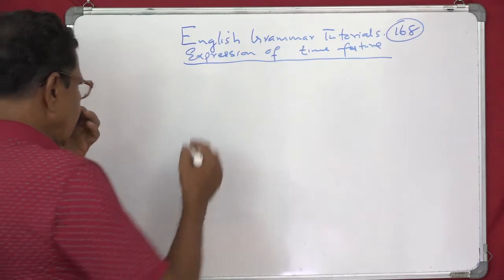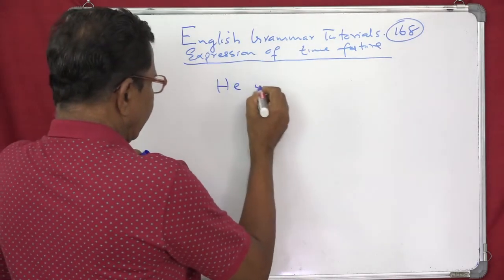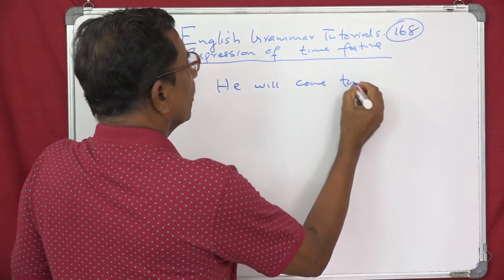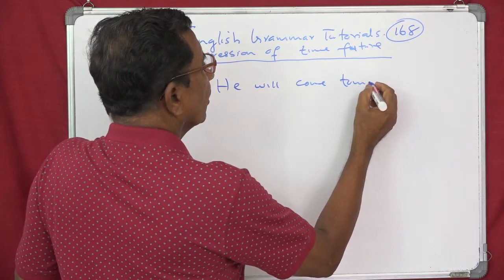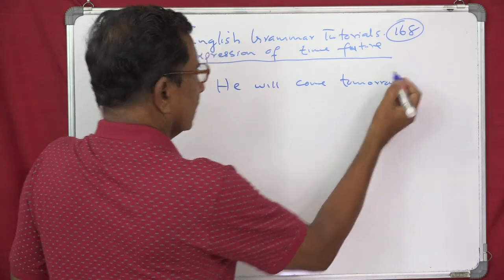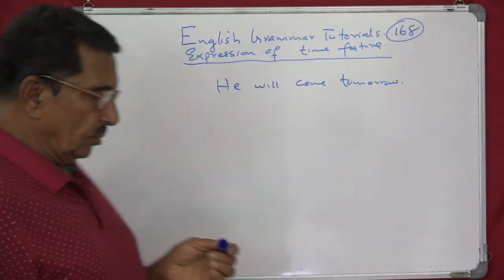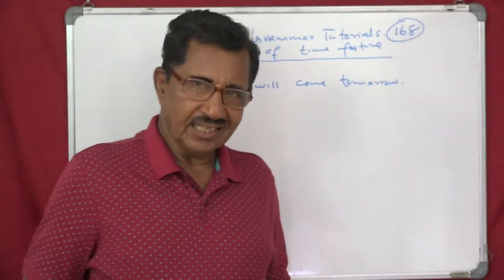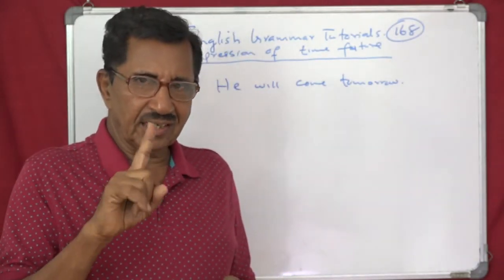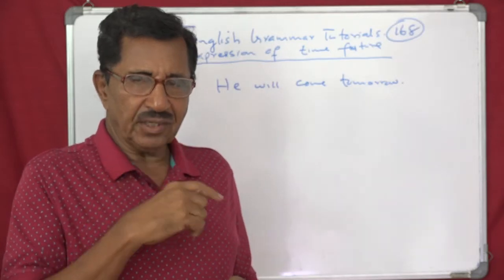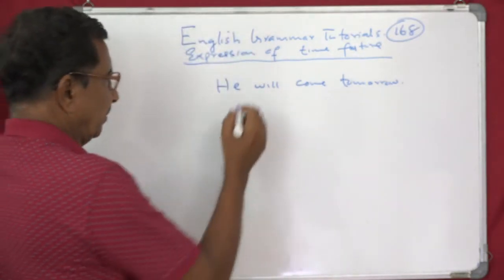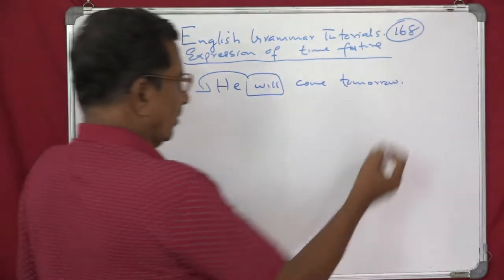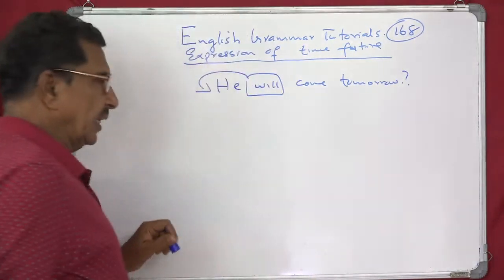See the example: He will come tomorrow. Now this is a question. As we have seen in all the tenses that we have been discussing, if the verb has two parts, then take the first part and put it in front of the sentence. So will is here. Will he come tomorrow? That will be the question. Simple.